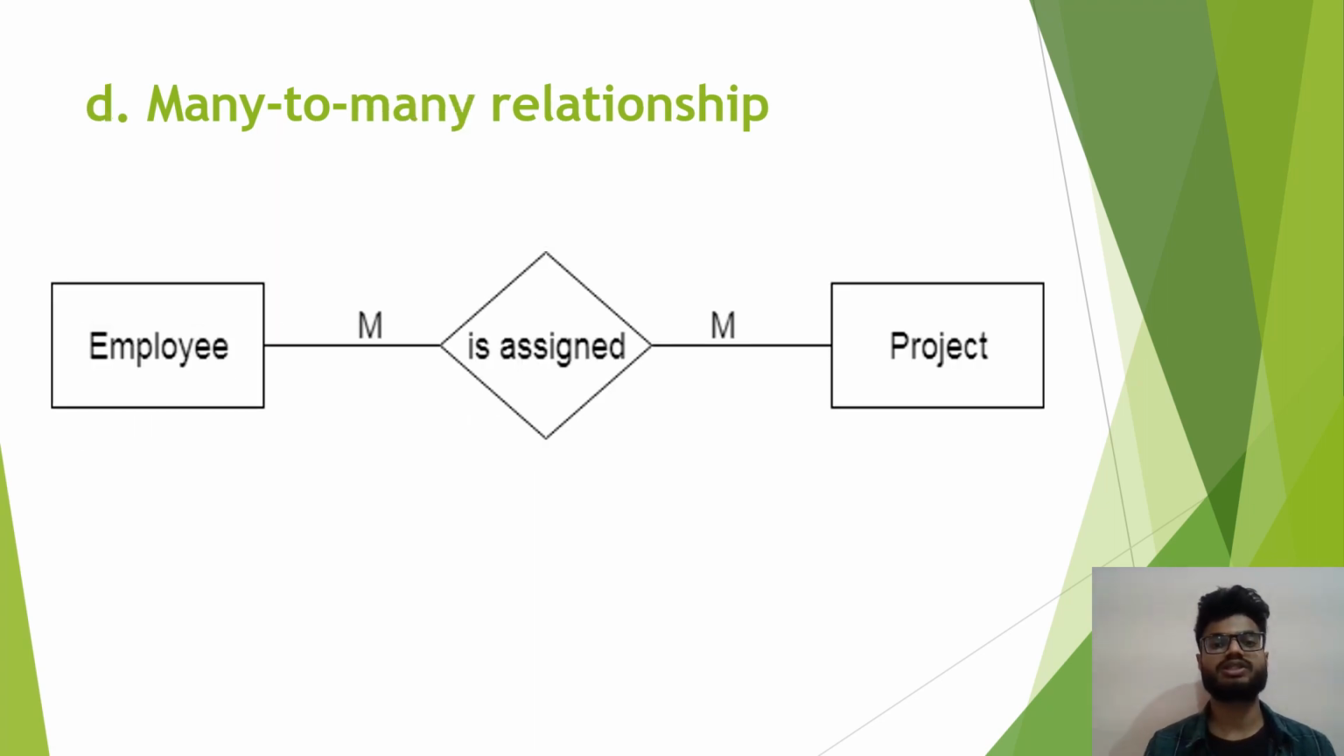And many-to-many relations, like many employees can be assigned many projects. One person can work on four projects, and a single project is done by four persons. So here the many-to-many relation is used.